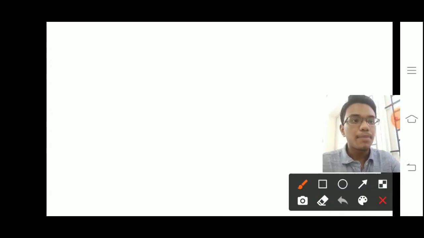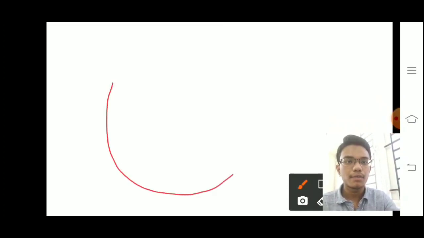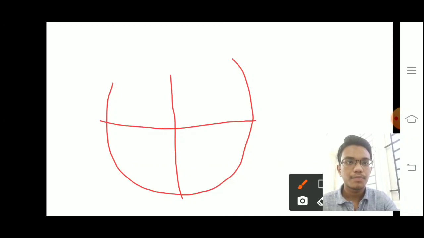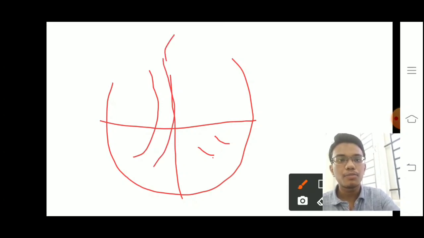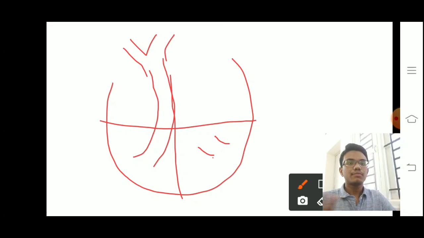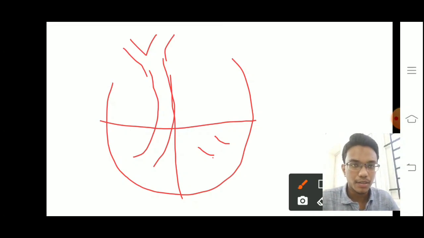Okay, so imagine there is a heart, we have four chambers, and from the left ventricle aorta arises. From here aorta should arise. And from here you have the pulmonary trunk, and it divides into pulmonary arteries above. Now this is the simplified diagram, you know that.